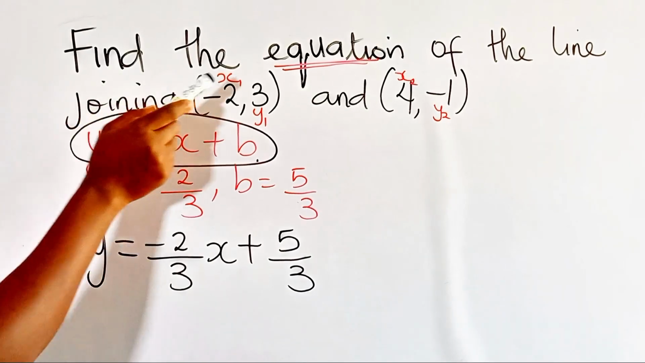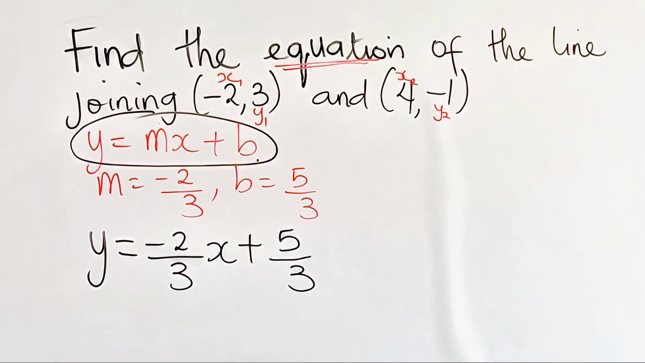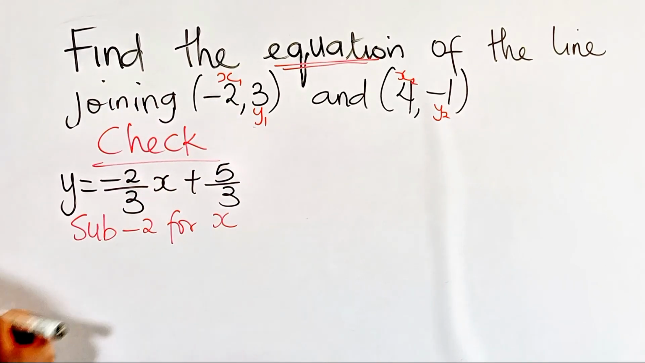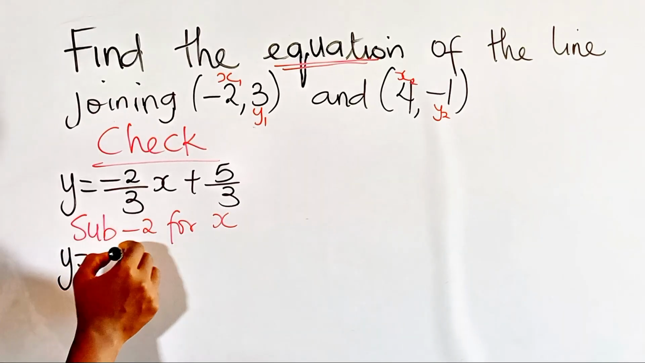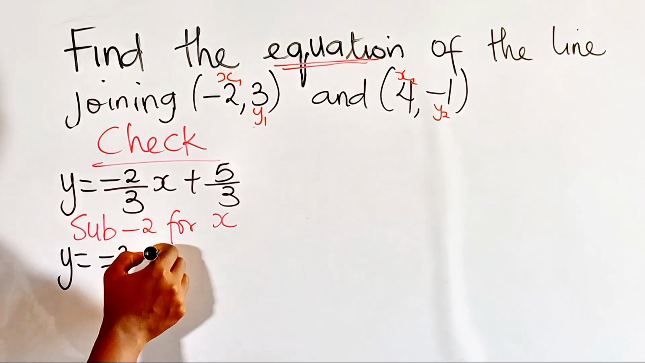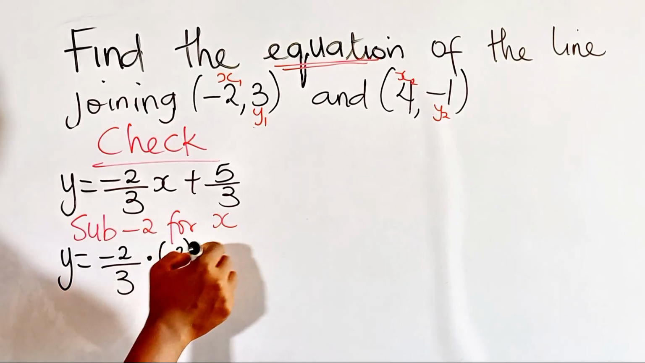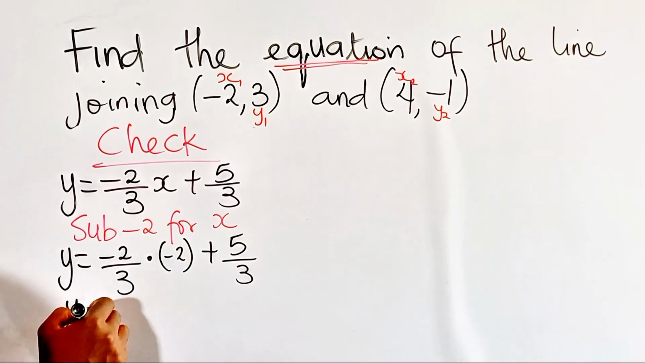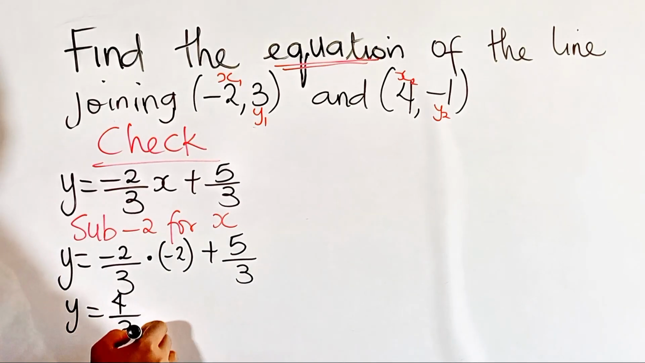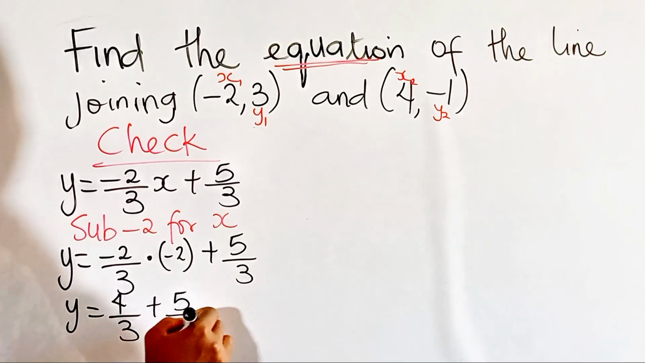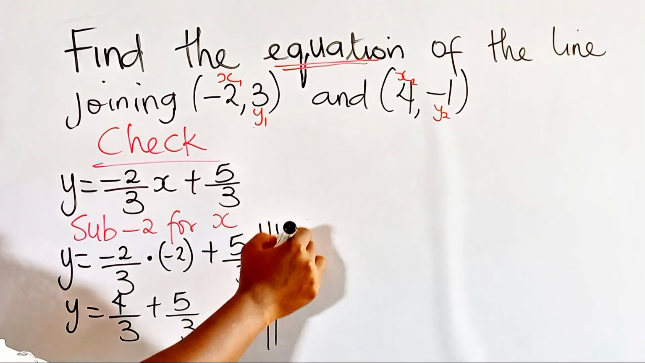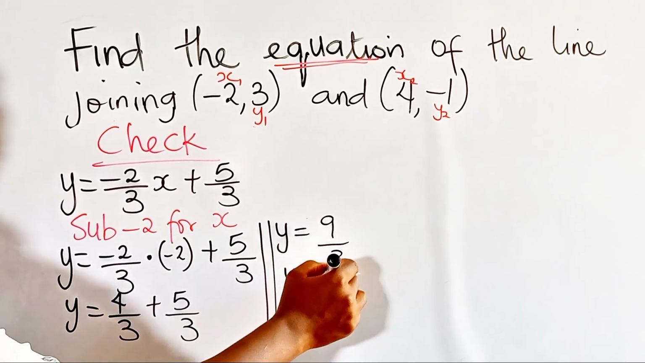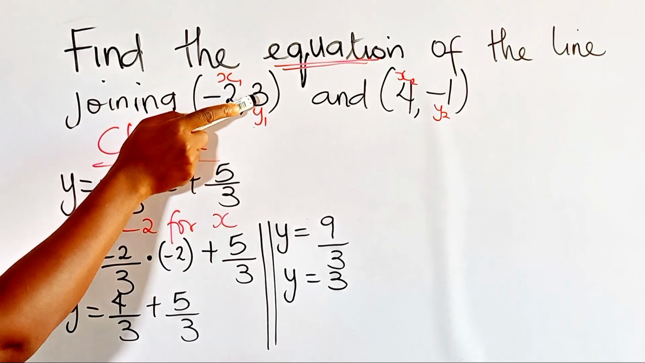So we begin by testing with point 1. Checking with point 1, we are going to substitute -2 for x. We have y is equal to -2/3 multiplying -2 plus 5/3. So we have y is equal to 4/3 plus 5/3. This is going to give y is equal to 9/3, and the value of y is equal to 3, which is correct for point 1.